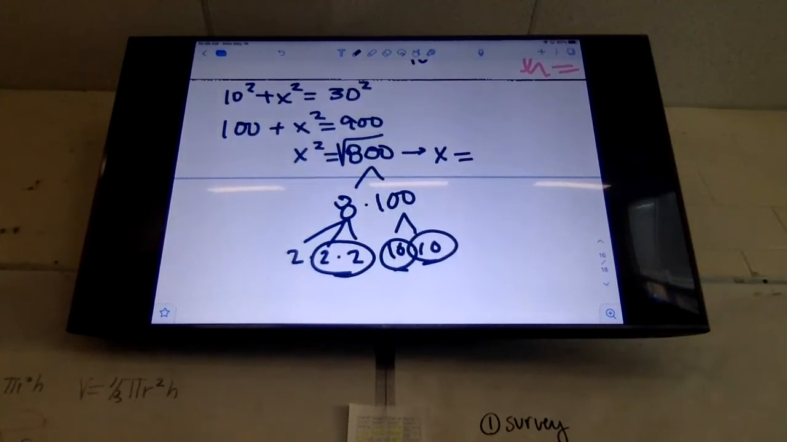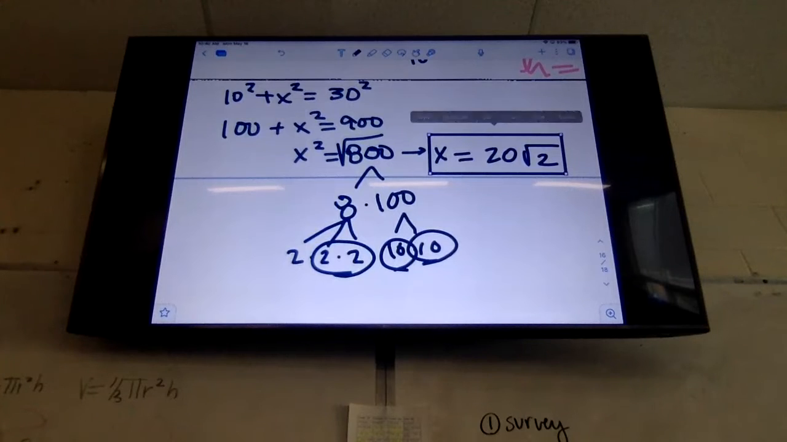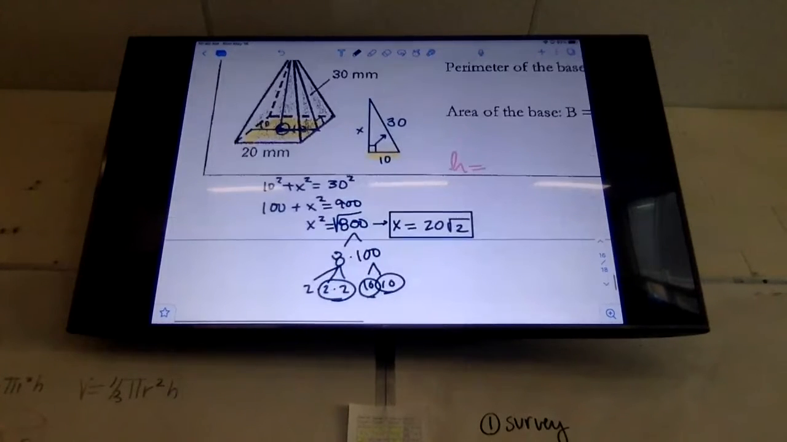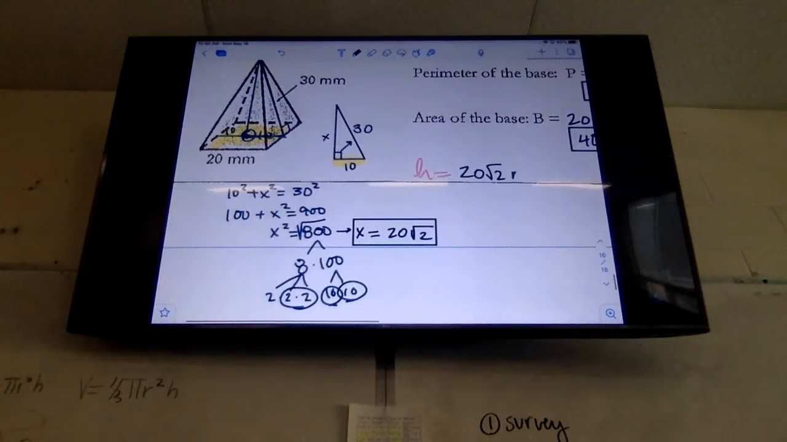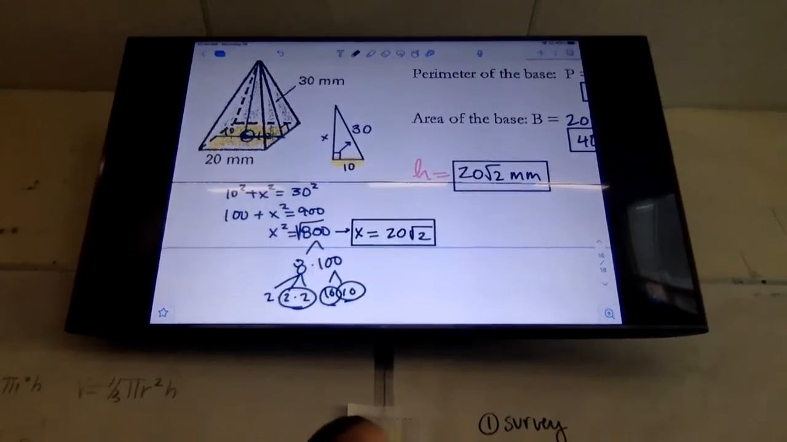So 20 root 2. So that's my height. You see, just use Pythagorean theorem. Does that work on the slant too? Yep, and we're going to do it on the slant in the next problem.